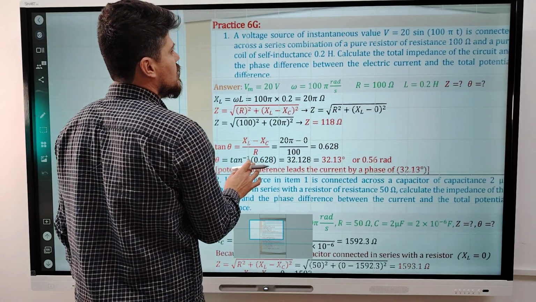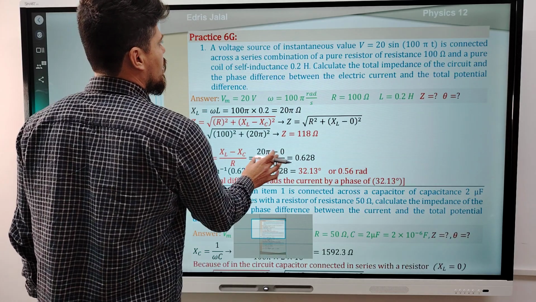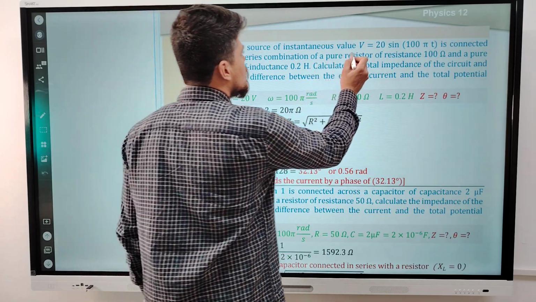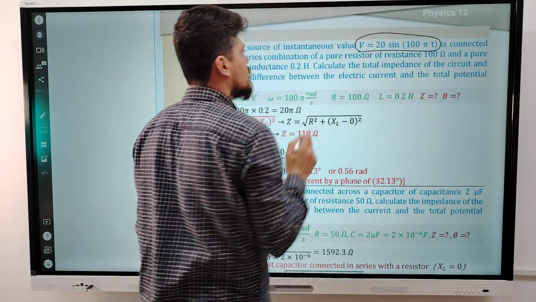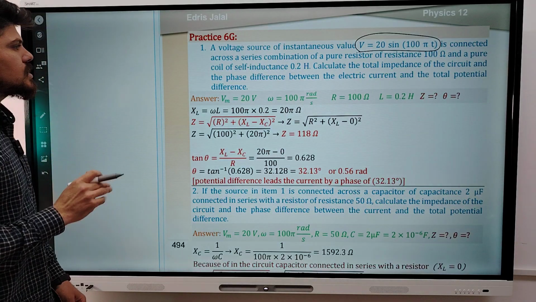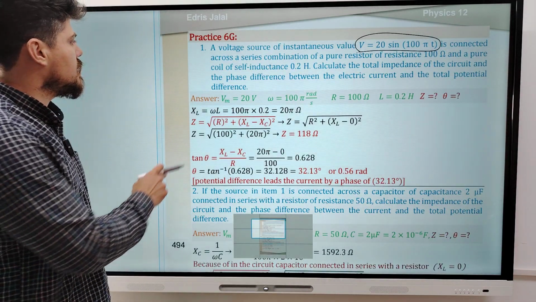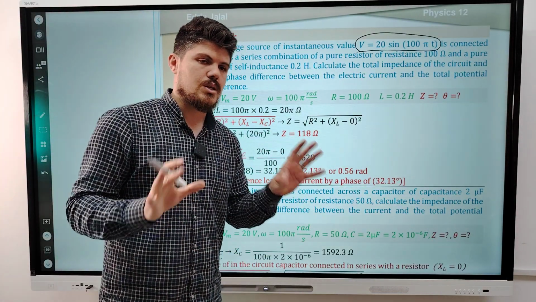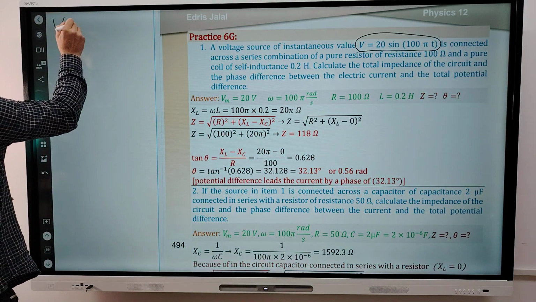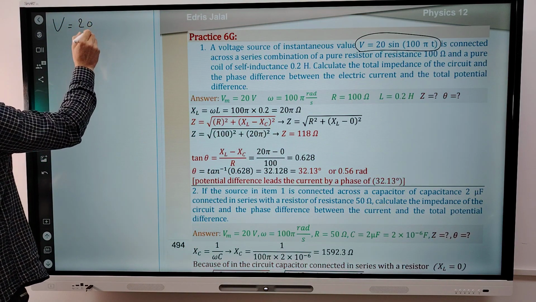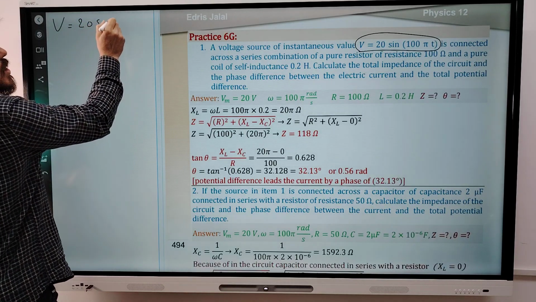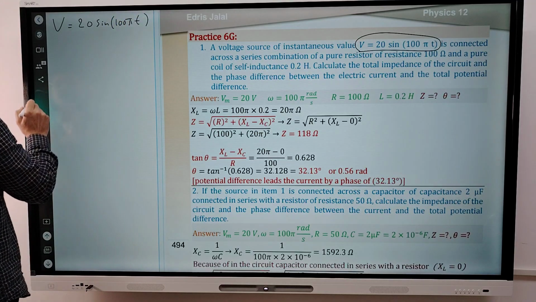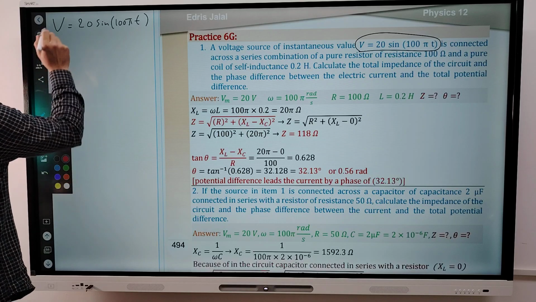Now let's solve the practice. Practice 6G, question 1. A voltage source of instantaneous value. In this question, the equation of instantaneous value is given. For any question, when the equation of instantaneous value is given, you have to write down the equation of the potential difference. V instant is equal to 20 sine 100 pi t. So write down the equation of potential difference below this equation.